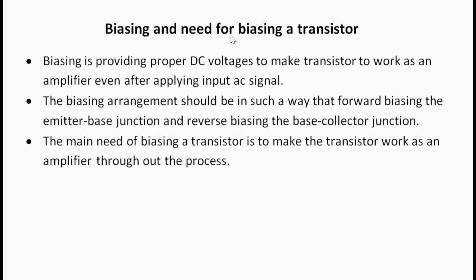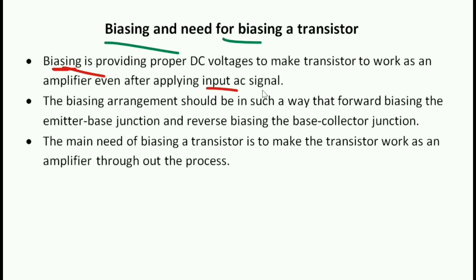Output stabilization. Now let us learn about biasing and the need for biasing. We know that biasing means providing an external DC supply. Here, biasing means providing proper DC voltages to make the transistor work as an amplifier even after the input signal is applied. That means we are applying the input signal as an AC signal.